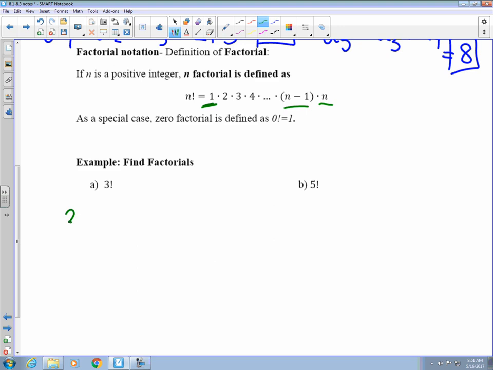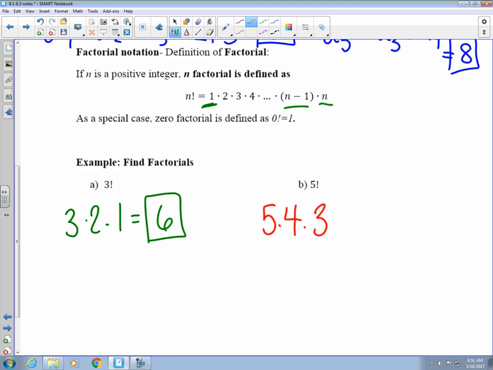So example A, 3 factorial is 3 times 2 times 1, which is 6. And 5 factorial, 5 times 4 times 3 times 2 times 1. Again, taking whatever is next to the factorial and multiplying it by every term all the way down to 1. That is 120.